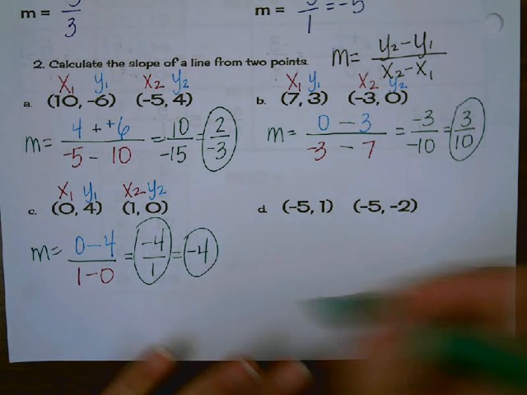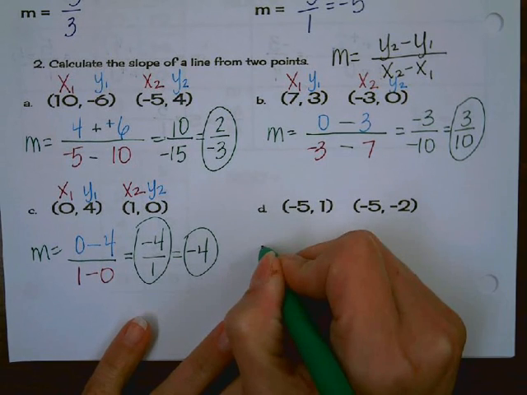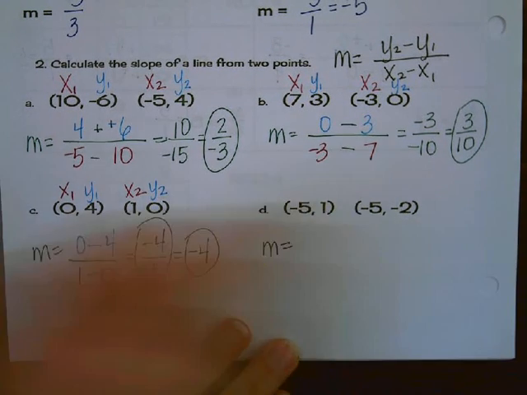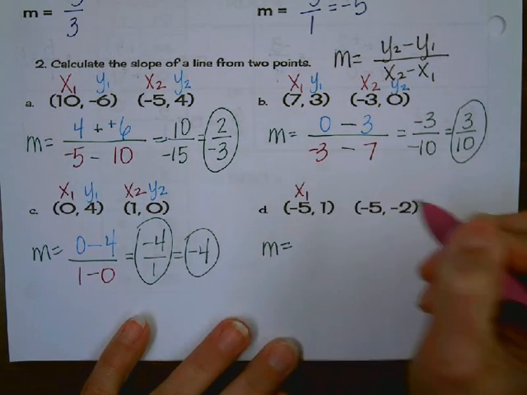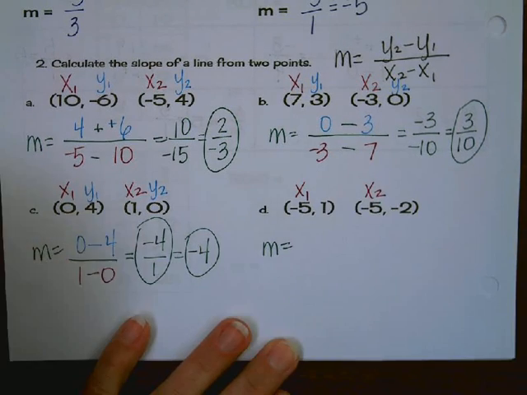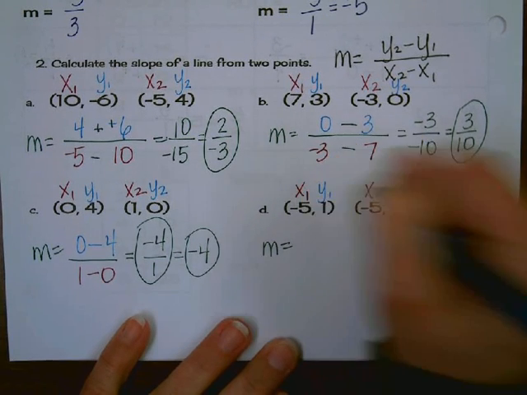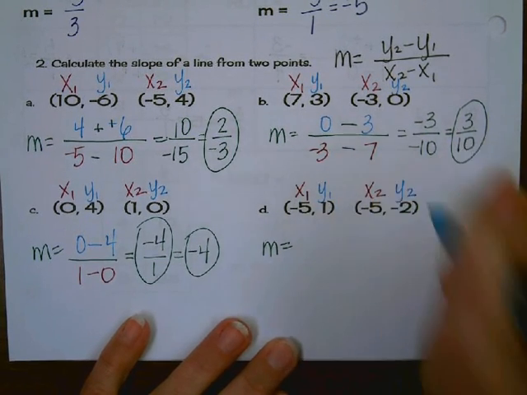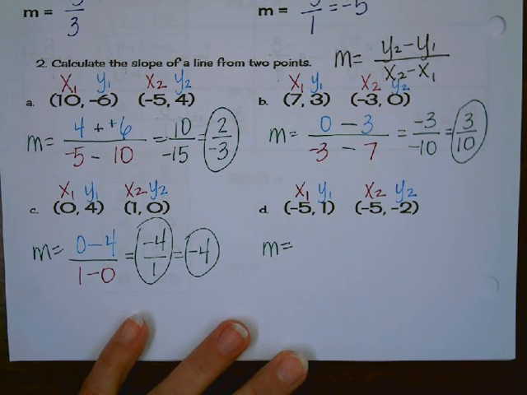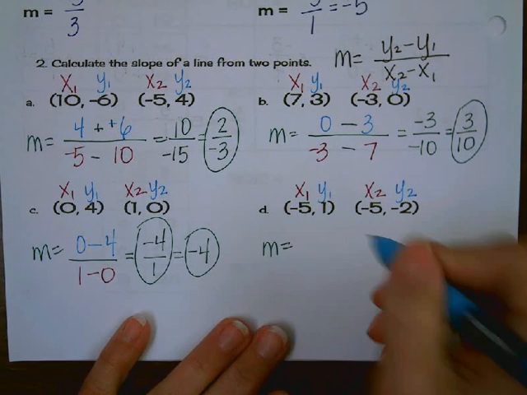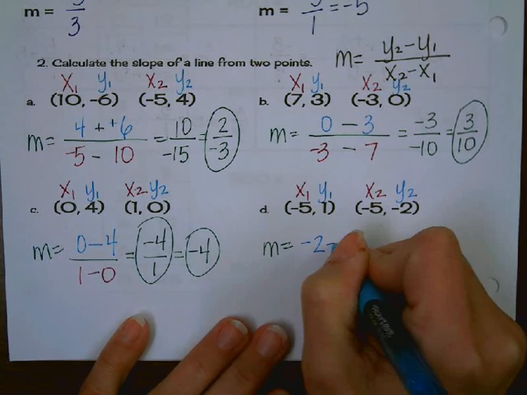All right, here we go. So we're going to solve for a slope, and I'm going to label my points x1, x2, y1, y2. So my formula for slope is y2 minus y1. So negative 2 minus 1.